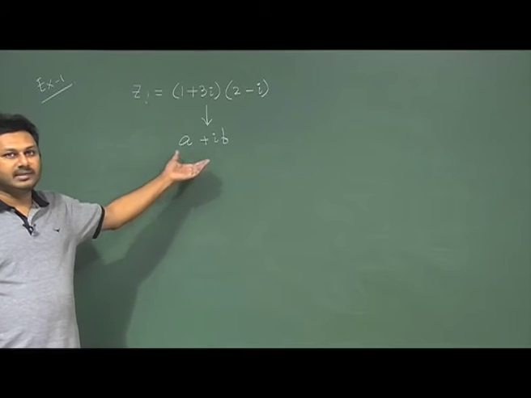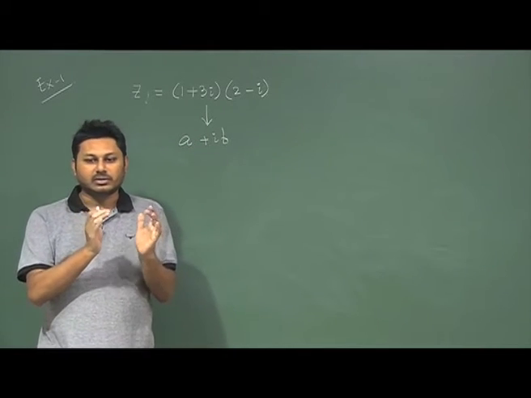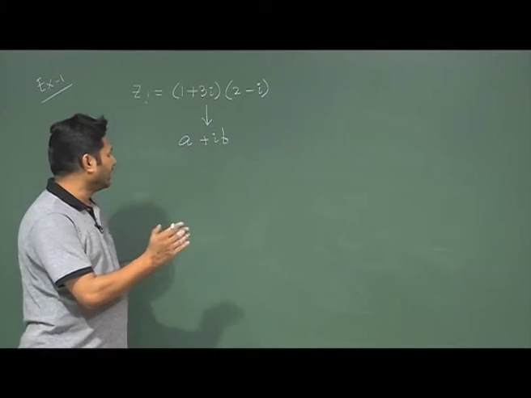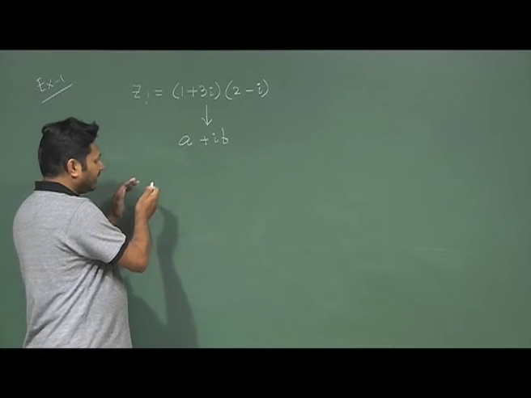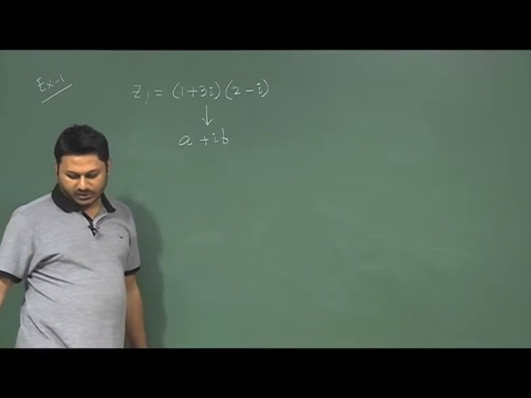So the procedure is the same: you multiply, you take something which is imaginary, and we take something which is completely real, and separate it out into a plus ib form and calculate that. Okay.